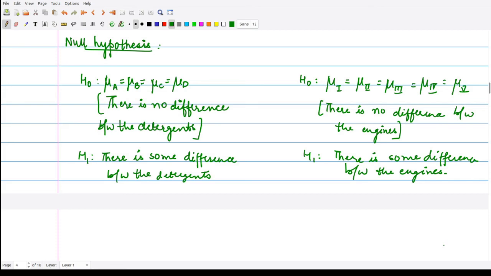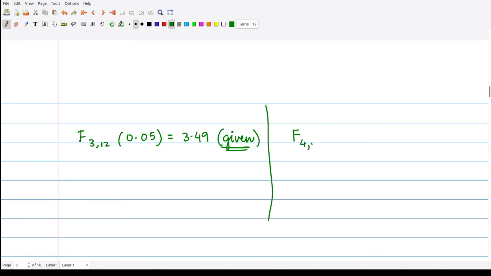So here our comparisons would be made when you have the value F 3,12 at 5% level of significance. So this value is equal to 3.49. This is given to you in the question, or you could refer to the table for this, right? This is for detergents, and similarly for engines, we are given this tabulated value to be 3.26. This is given to you in the question, or you can obtain it from the table.